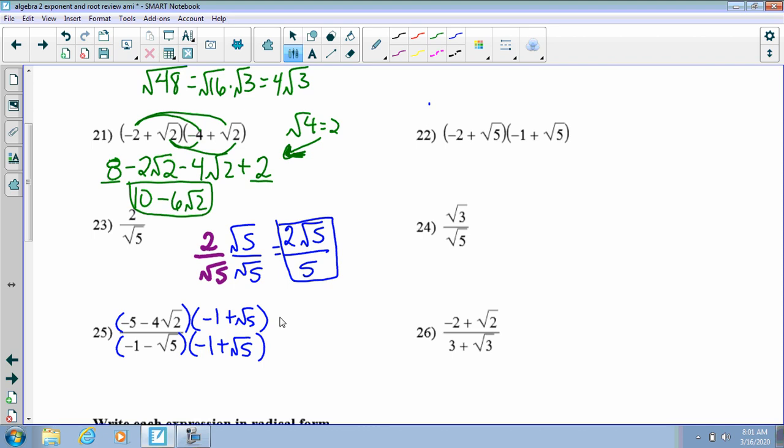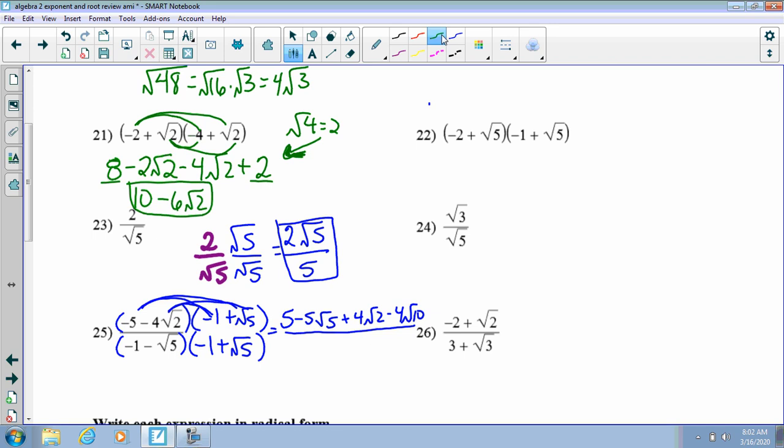Then we've got to distribute twice. Again, we'll do the top and also the bottom. So negative 5 times negative 1, 5. Negative 5 times root 5, negative 5 root 5. Negative 4 root 2 times negative 1 is positive 4 root 2. And negative 4 root 2 and positive root 5 is negative 4 root 10. And what's nice is none of these will combine together, so that's going to be our numerator.